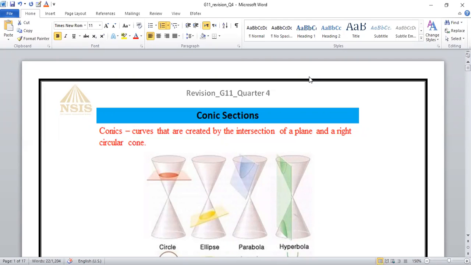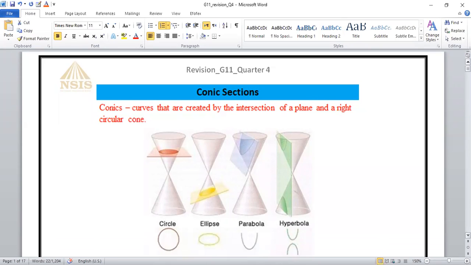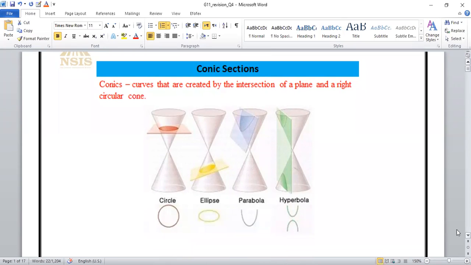First, remember that conic sections are conic curves that are created by the intersection of a plane and a right circular cone. As shown in the figure, if there is an intersection this way, we get a circle. If the intersection is this way, we get an ellipse. If the intersection is this way, we get a parabola. If the intersection is this way, we get a hyperbola.